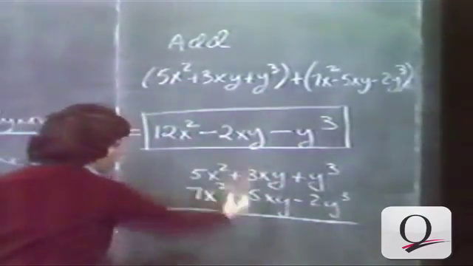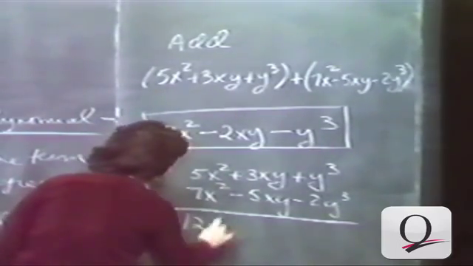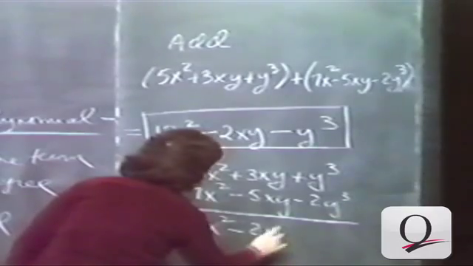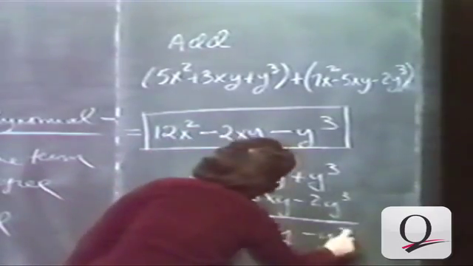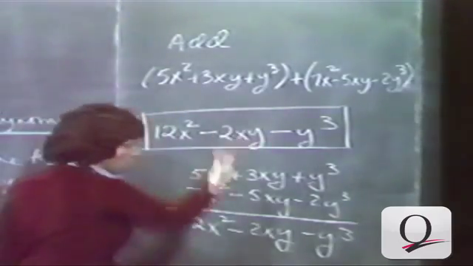The like terms are right underneath each other, and you have 5x squared plus 7x squared giving you 12x squared, then the minus 2xy, and the minus y cubed just like before. You should be able to do it either horizontally or vertically.